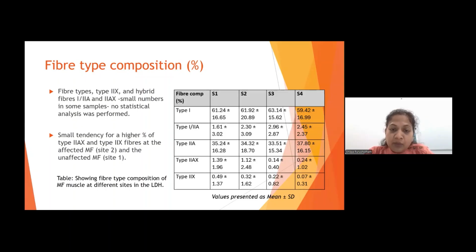And we also came across multiple intermediate fibers or the hybrid fibers like type 1, type 2A fibers and type 2AX fibers. So when we look at this table for fiber type composition, we found there is a small tendency for higher percentage of type 2X and type 2AX fibers at site 2, that is the affected muscle site, and at site 1 compared to the other sites.